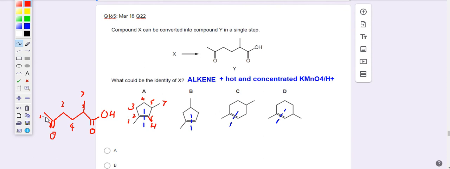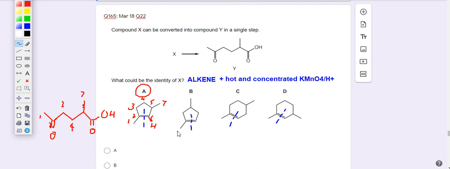Now let's see whether it matches Y in the question. Yeah, we are lucky. A is the answer because the oxidation of A gives us Y. So the answer is A. Now we can also check B, C, and D.